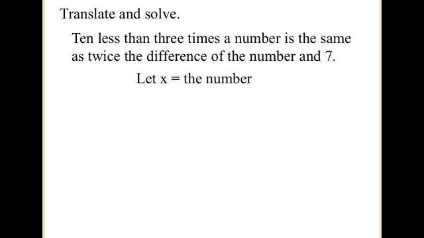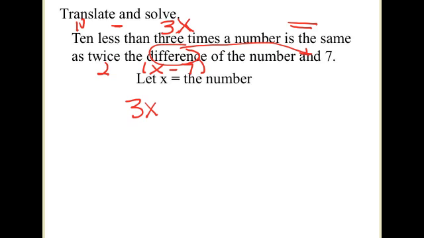Okay. So when I have 10 less than 3 times a number, the numbers that are going to crisscross are the 10 and the 3x. Is the same as twice the difference of the number and 7. Difference means subtraction. So let's look at it. 3x, I have to crisscross those, minus 10 equals twice the difference of x minus 7. And remember to define your variable. Okay.